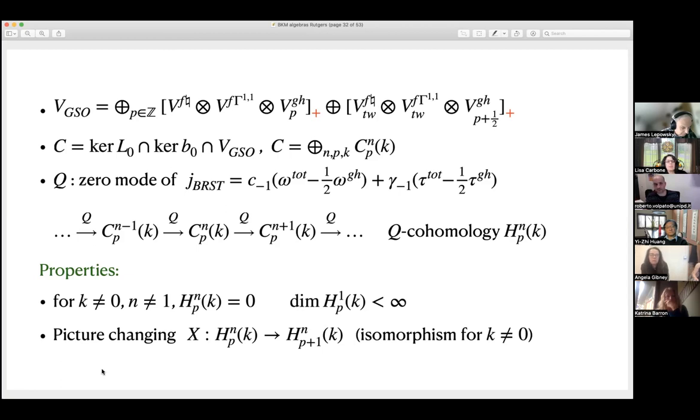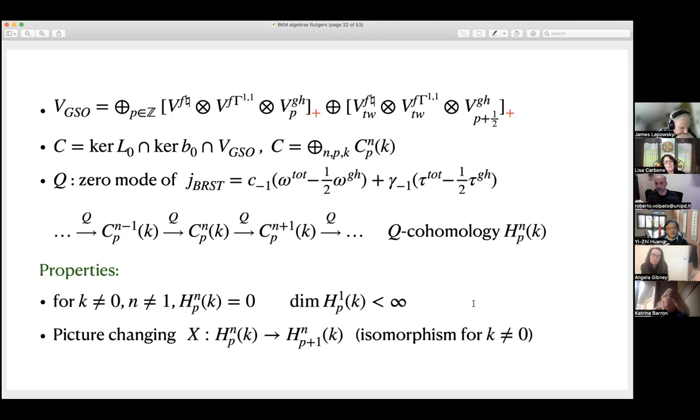So the thing is the following. You can use the fact that your elements in the cohomology are Q closed, and the freedom to add Q exact states, to, in some sense, eliminate the ghosts. So you can choose representatives where ghosts do not appear. Oh, so they do exist. Yeah, I see.